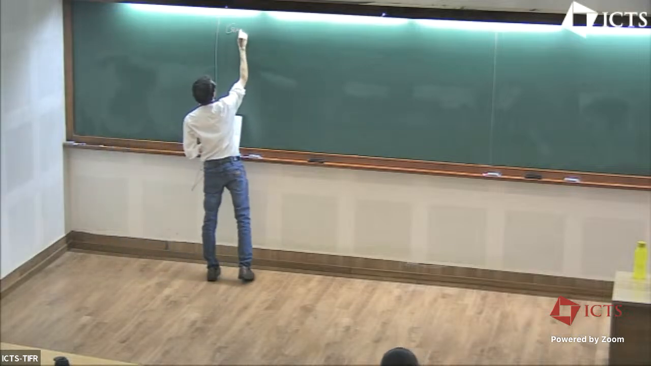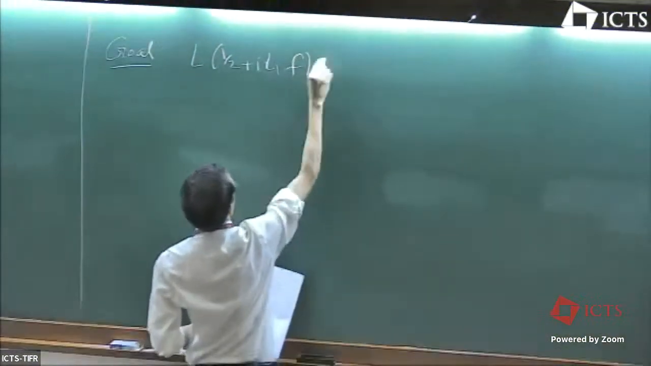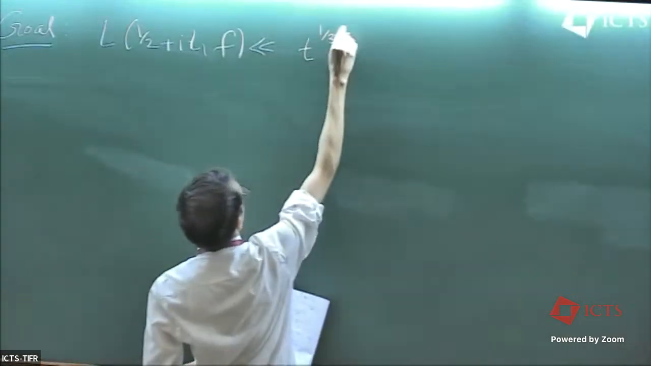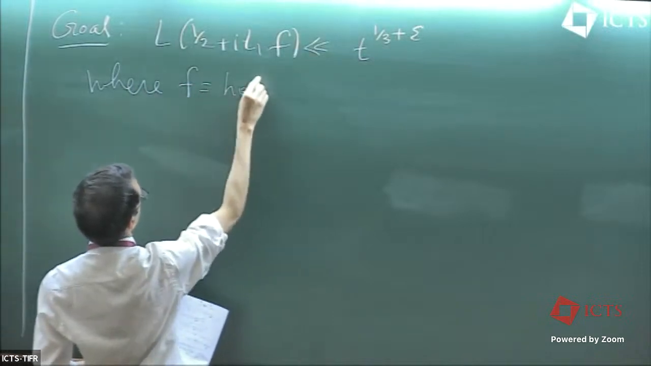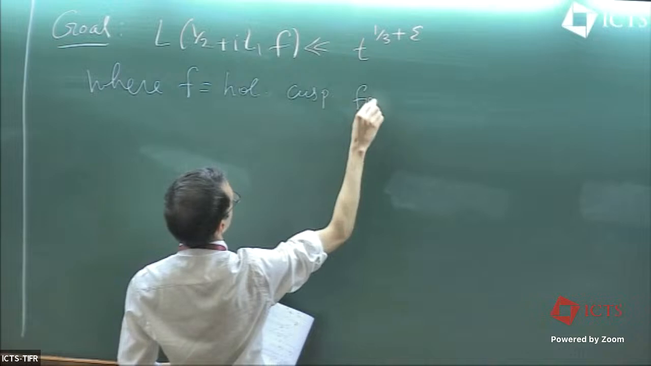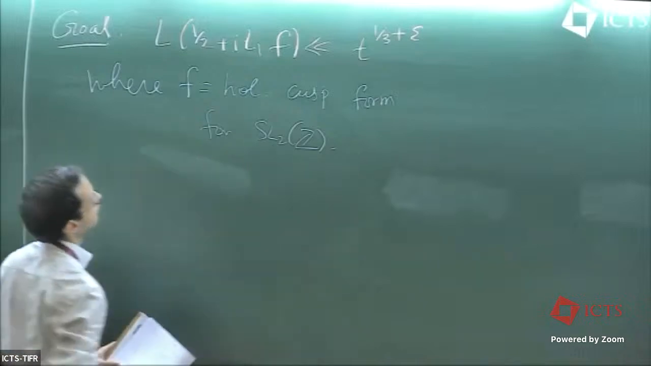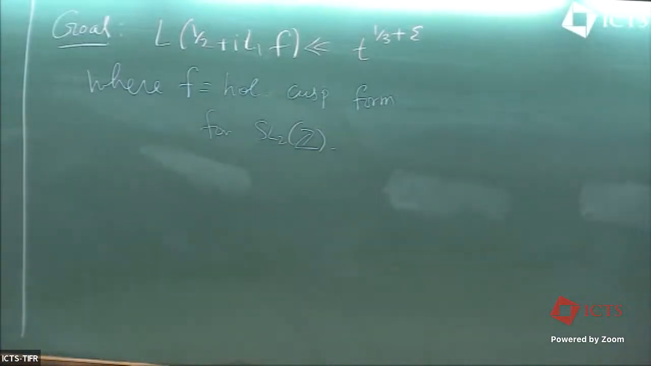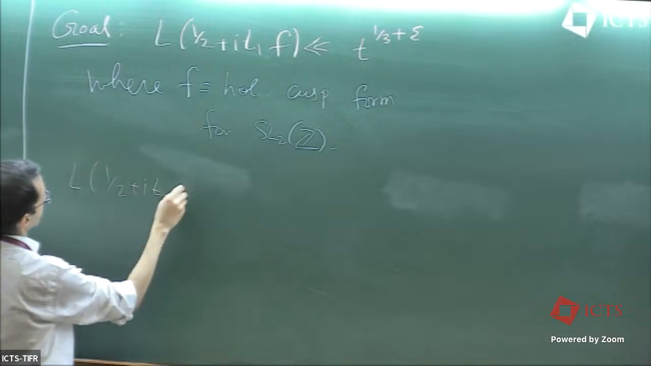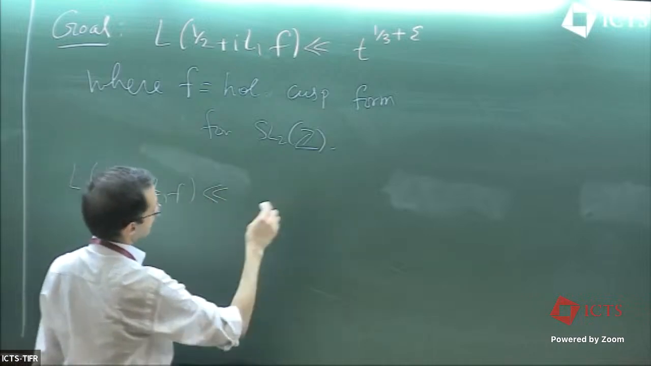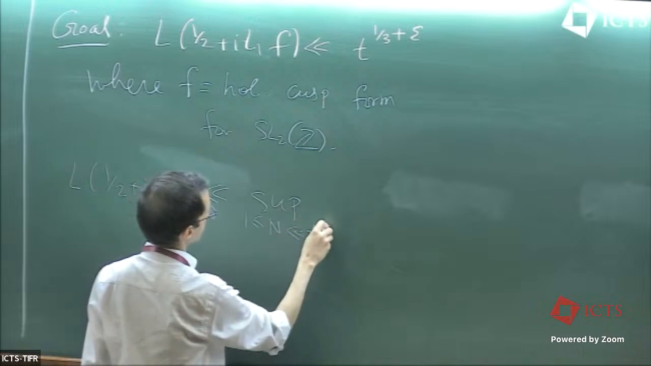Let me start by saying that our goal is to prove a bound like L(1/2 + iT, f) bounded by T to the 1/3, where f is a holomorphic cusp form, and let's just take it for SL2(Z). As we said last time, there's an approximate functional equation, and we can do a dyadic partition so that you have to go only up to the square root of the conductor.